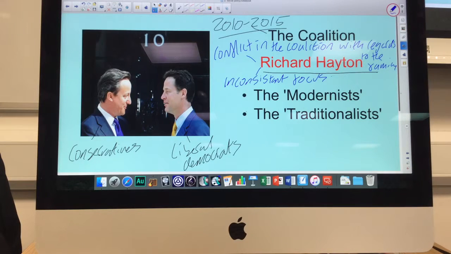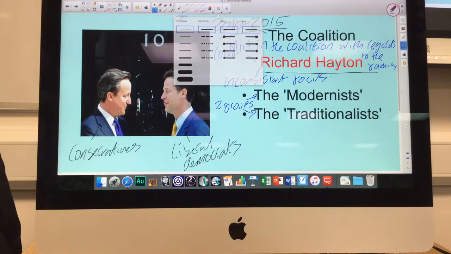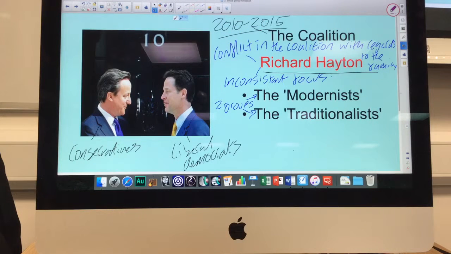And he says, the reason why there's conflict in the coalition is that there were two groups within the coalition. This is dead easy. So he says, there was the modernists in the coalition and the traditionalists. The modernists were the people like David Cameron. Although he's a conservative, he'd be classed as a modernist. Because what modernists wanted within the coalition was progression.